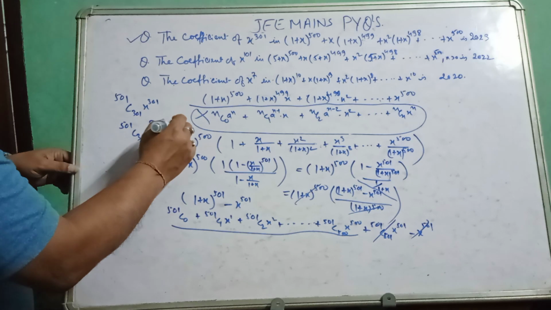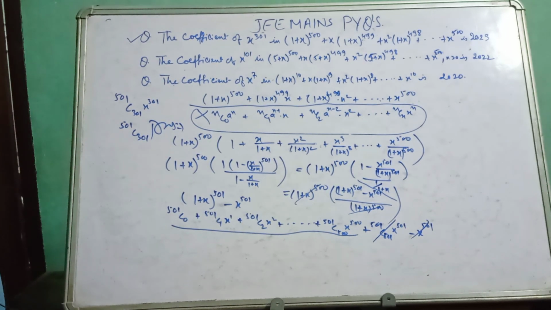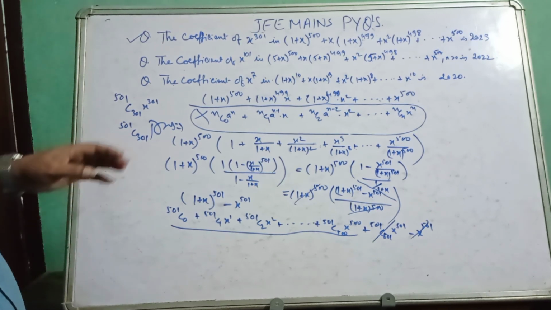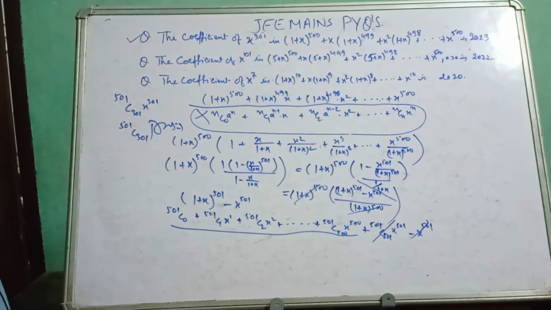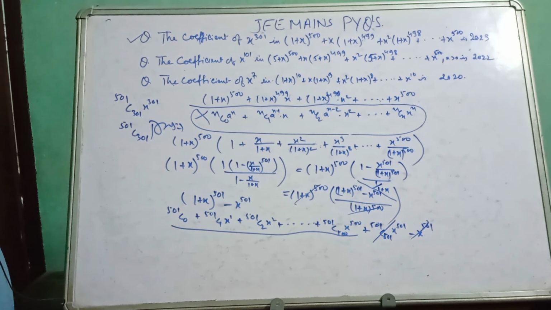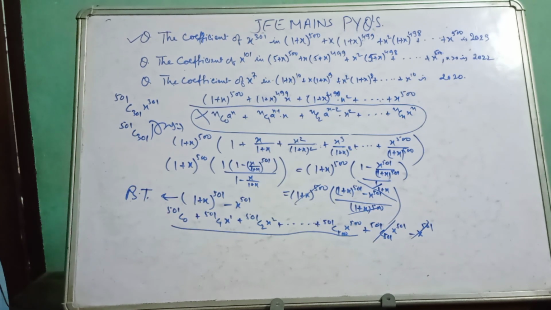This is your answer. So see the pattern of this question. It looks as if it is based on binomial theorem, but it is not. It is in GP, and for the final calculation you have to take the help of binomial theorem.